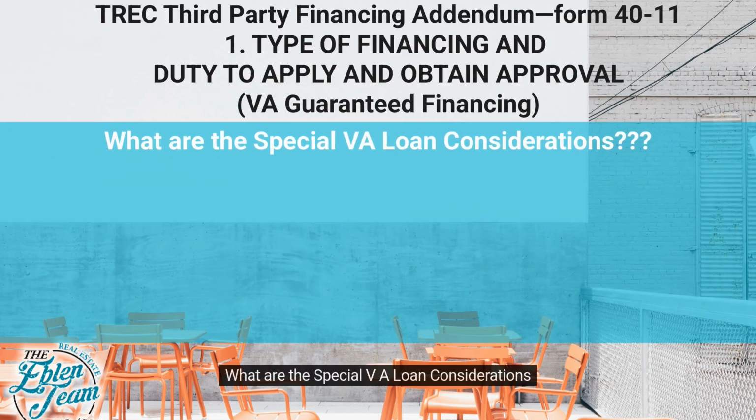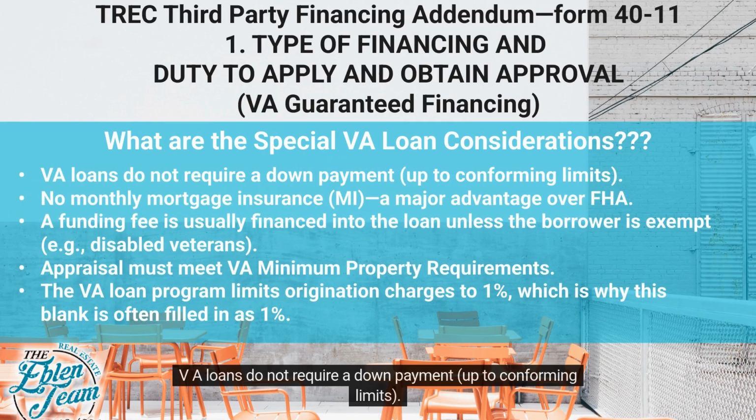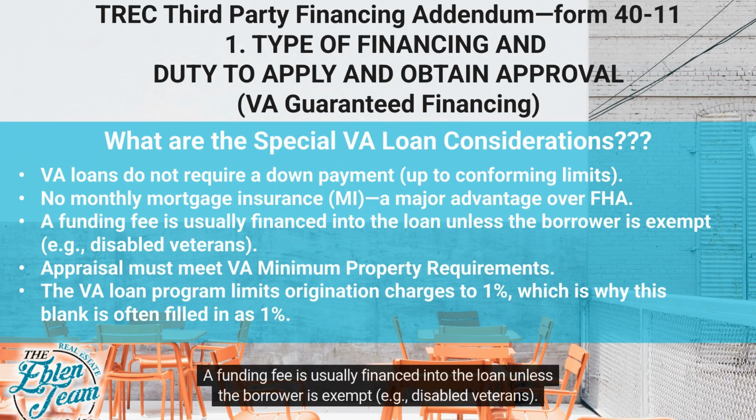What are the special VA loan considerations? VA loans do not require a down payment up to conforming limits. No monthly mortgage insurance, a major advantage over FHA. A funding fee is usually financed into the loan unless the borrower is exempt, for example, disabled veterans.